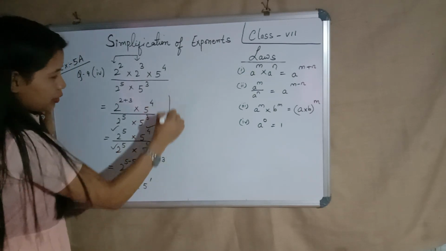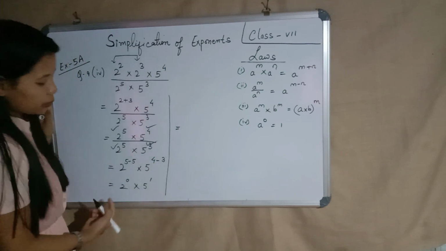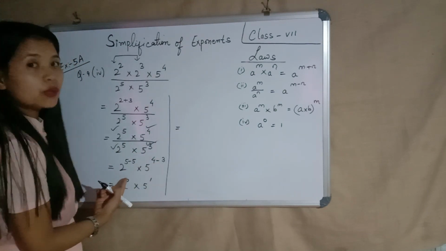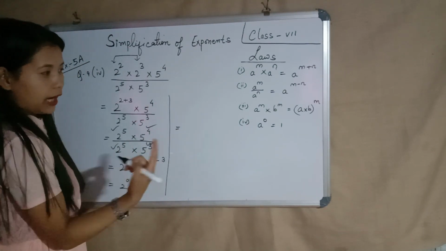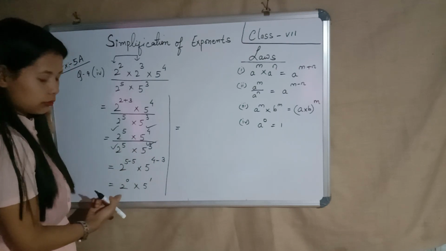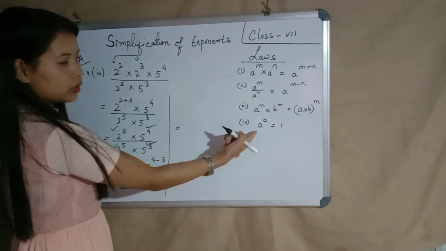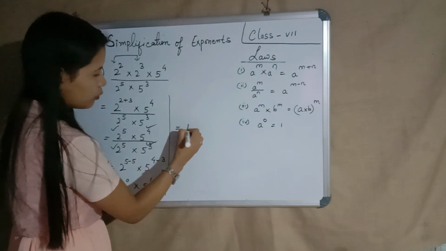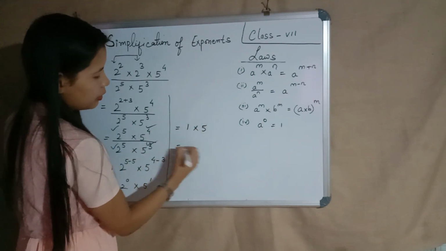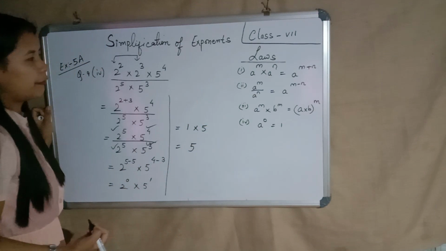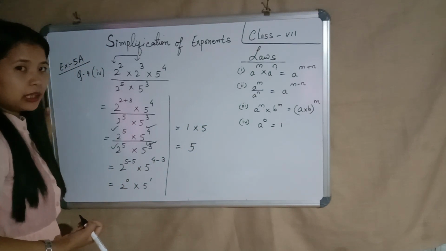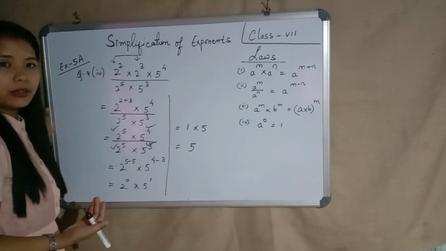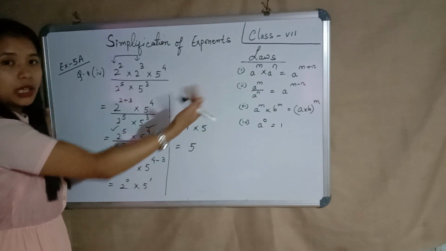We know that 2 to the power 0 is 1. I've already explained to you how this happens: any number raised to the power 0 is 1. So 2 to the power 0 is 1, into 5, so our answer will be 5. Am I clear? It's very simple. Our calculation becomes very simple if we use the laws.